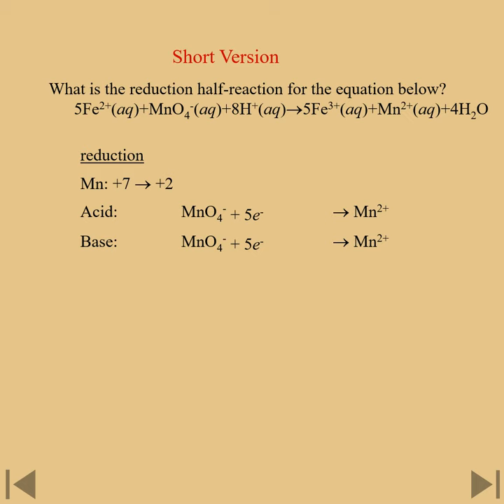Then step 2C, to balance the charge. Well, let's see, in an acid we're adding hydrogen ions, and I see 6 negatives on the left, 2 positives on the right. So it looks like we're going to have to add 8 positives to the left. In a base, we have 6 negatives on the left and 2 positives on the right, so we're adding 8 negatives to the right.